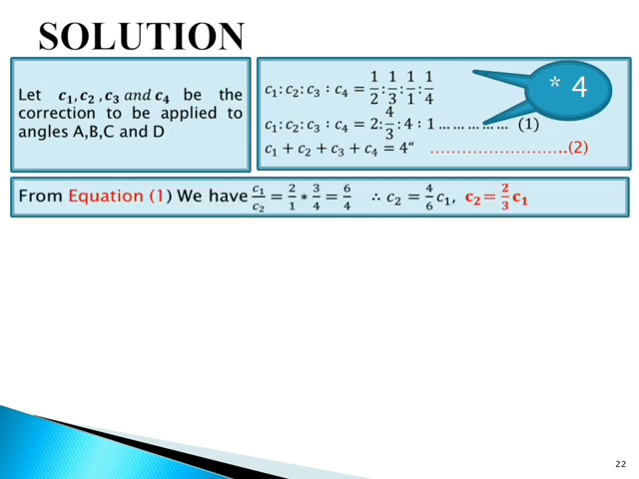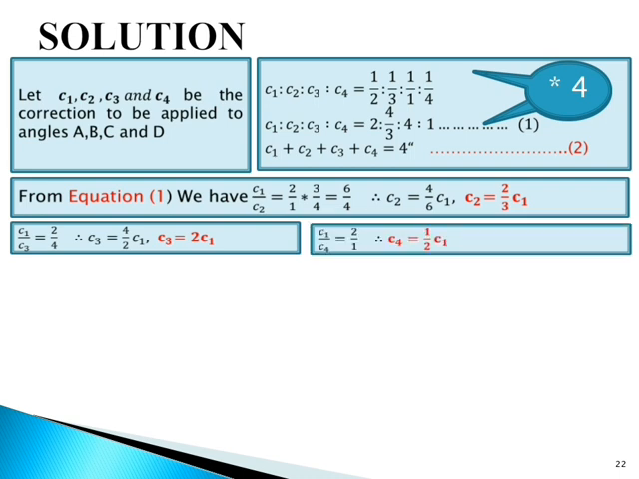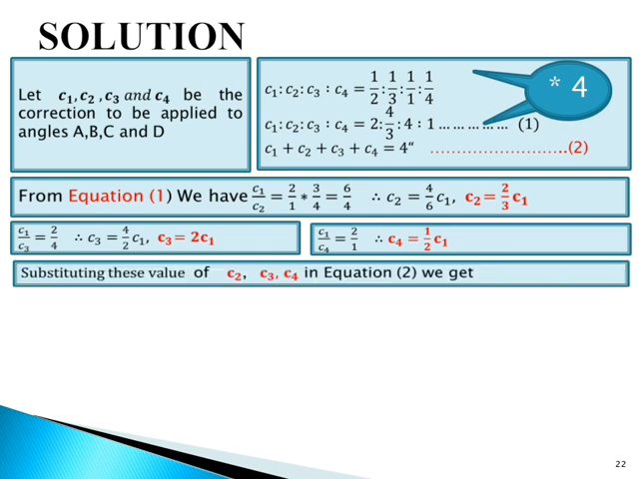So from equation 1 we have C1 divided by C2 is equal to 2 by 1 into 3 by 4, which is 6 by 4. Therefore C2 is equal to 4 by 6 C1, and C2 is equal to 2 by 3 C1. C1 by C3 is equal to 2 by 4. Therefore C3 is equal to 4 by 2 C1. So C3 will be equal to 2 C1. C1 by C4 is equal to 2 by 1. Therefore C4 is equal to 1 by 2 C1.